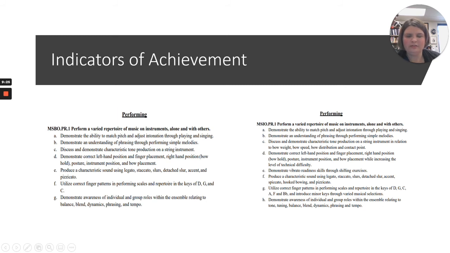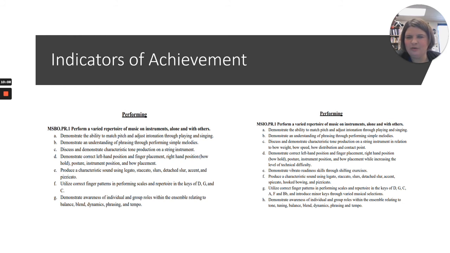So, looking at indicators of achievement across different grade levels. Here we have middle school beginning orchestra, so that's MS BO PR1. And then right next to it, we have middle school intermediate orchestra, which would be like 7th grade orchestra, performing number 1. So you can see it's the exact same standard, but the indicators of achievement change. The standards stay the same all the way from 6th grade beginning orchestra to mastery orchestra. What is going to change, the difficulty level, will be what you find in the indicators of achievement.